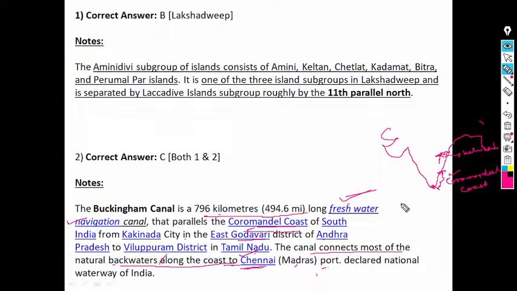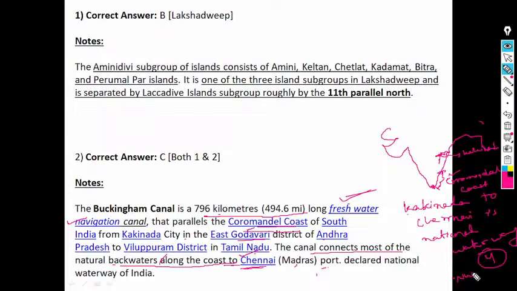If I say that Kakinada to Chennai is National Waterway 4, the shortcut is NW4, National Waterway 4, Kakinada to Chennai.